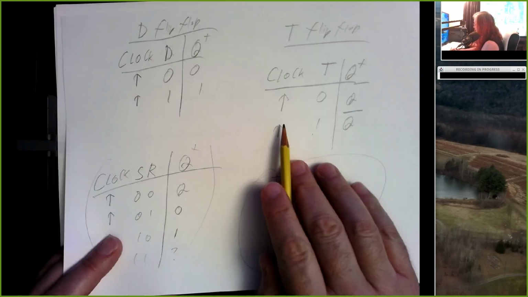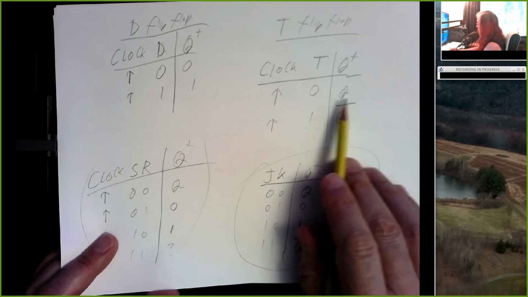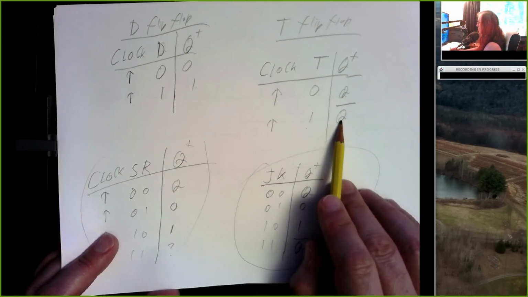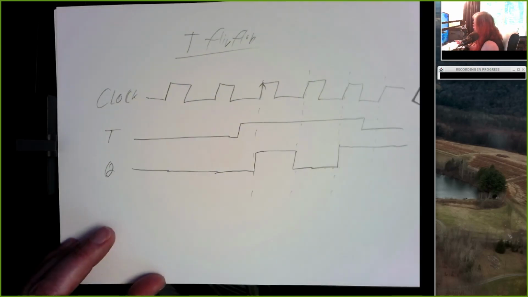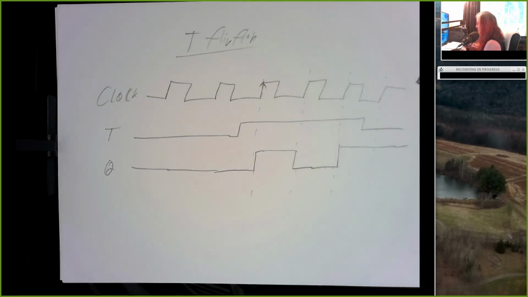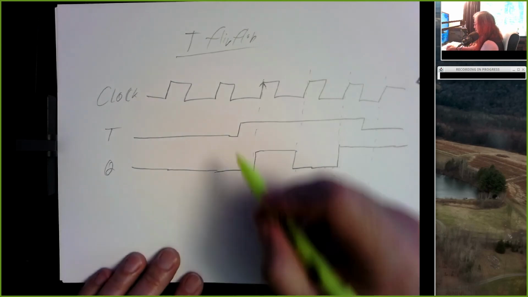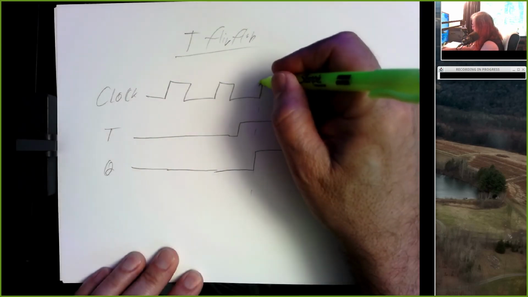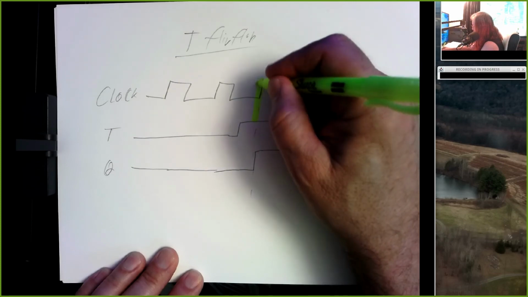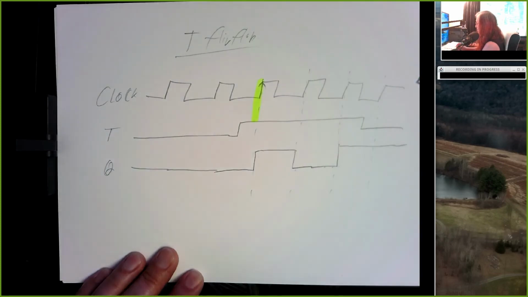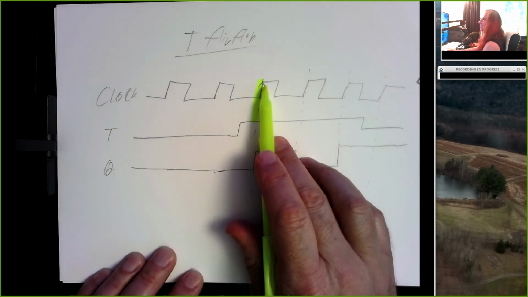For a T, when the clock changes from 0 to 1, if T is 0, the output's stable. If T is 1, the output flips. But for a circuit to work correctly, you're not allowed to change T at the same time that you change the clock. And in fact, T has to be stable for some period of time before the clock tick.